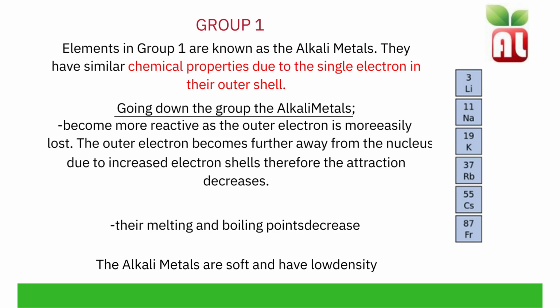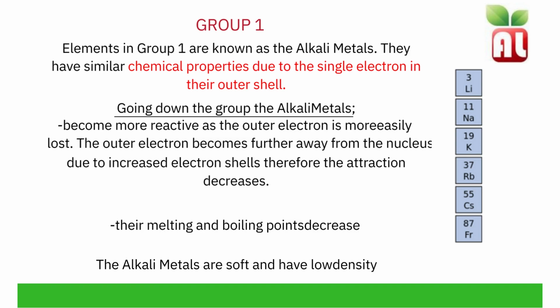Group 1. Elements in Group 1 are known as the alkali metals. They have similar chemical properties due to the single electron in their outer shell. When they react, they want to lose this outer shell electron. Going down the group, the alkali metals become more reactive as the outer electron is more easily lost. The outer electron becomes further away from the nucleus due to the increased number of electron shells. Therefore, the attraction between the outer electron and the nucleus decreases.